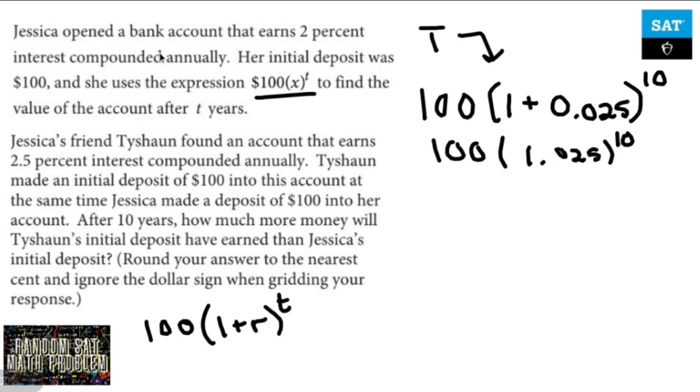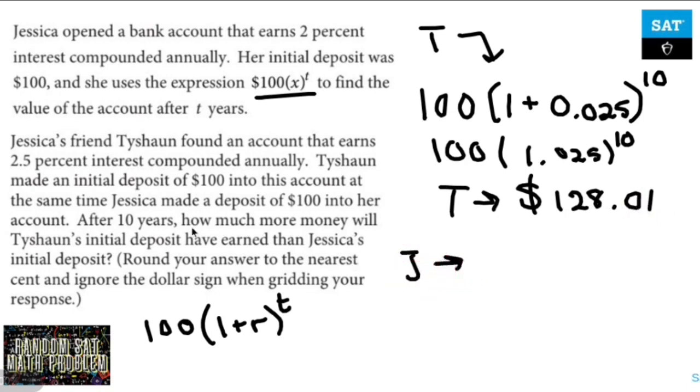Now, this is part of the calculator section, so it would be very difficult to attempt this without the use of a calculator. If you plug all of that in, you'll find out that Tyshawn has a current investment of $128.008, so we'll put 0.01 cent. So got a penny in there. That's good. Now we have Jessica.